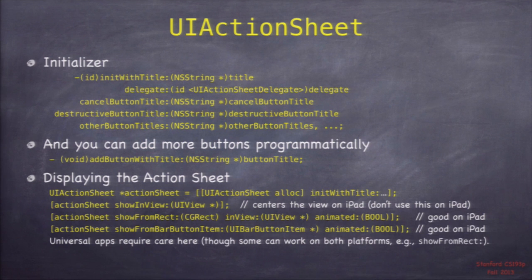So this is what, you know, iBooks does. You select a word and you say define, it'll make a little popover. That's not an action sheet, but it'll make a little popover. So you can do the same thing with action sheets. Okay, so on the iPad, you're going to use show from rect, show from bar button item. On the iPhone, it almost doesn't matter which one you use. It's going to come up from the bottom.